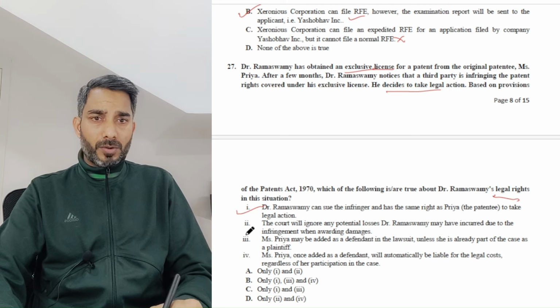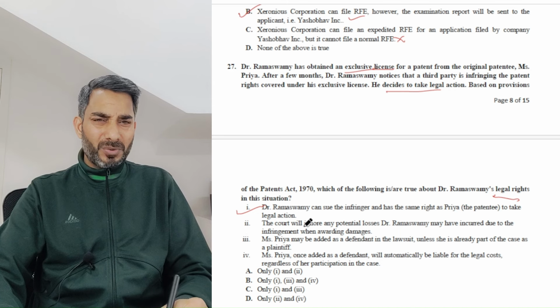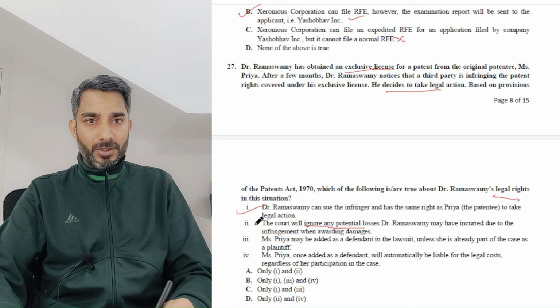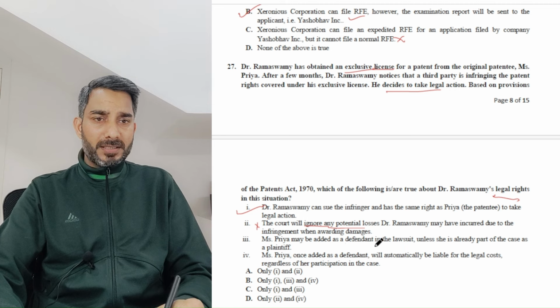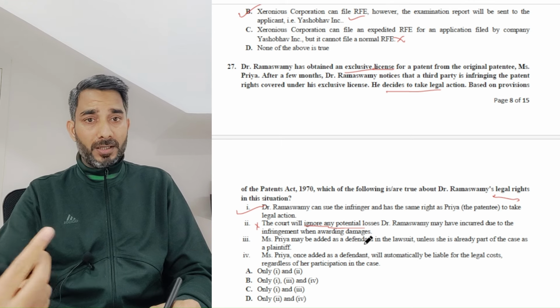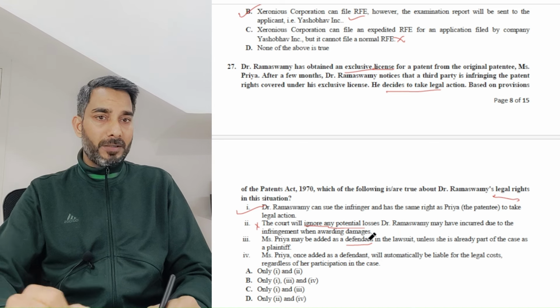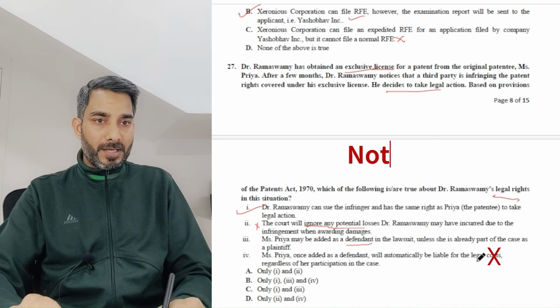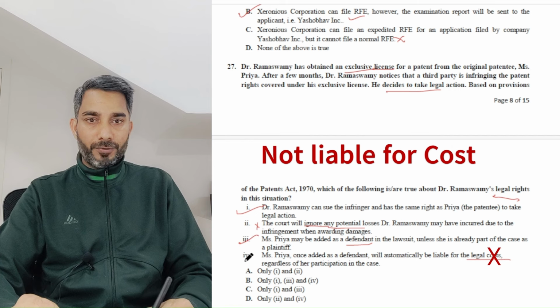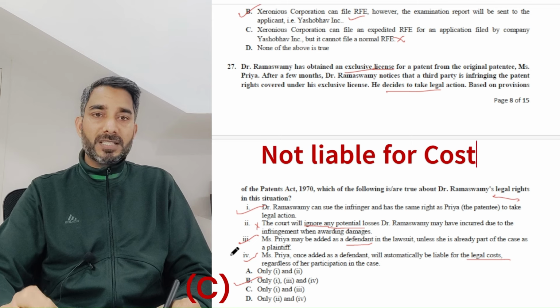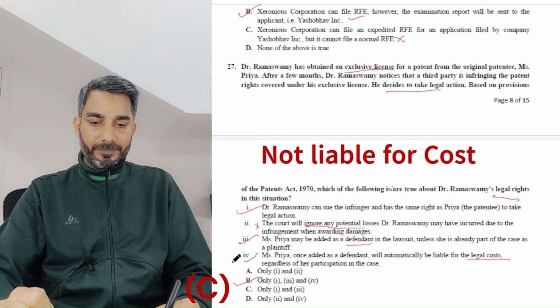Yes, this is correct. The court will ignore any potential losses. No. The court will take into account the losses of Dr. Ramaswamy. So this is not true. Mrs. Priya may be added as defendant in the lawsuit unless she is already part of the plaintiff. Yeah, if she is not joining Ramaswamy, she will be called as defendant, but she will not be liable for any cost. Yes, legal cost is not there. So 3 is also there, 4 is also there. So what option do we have? 1, 3, 4. So correct answer for 27.